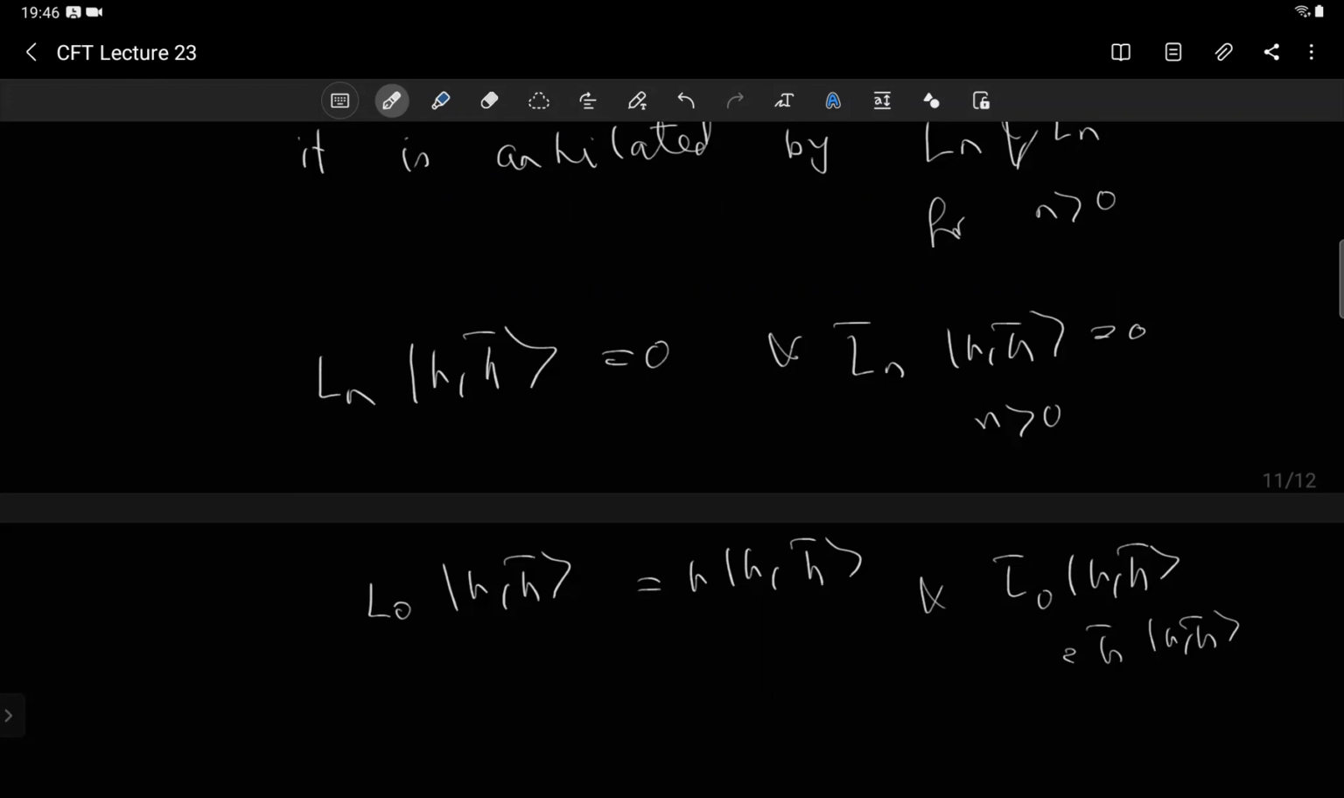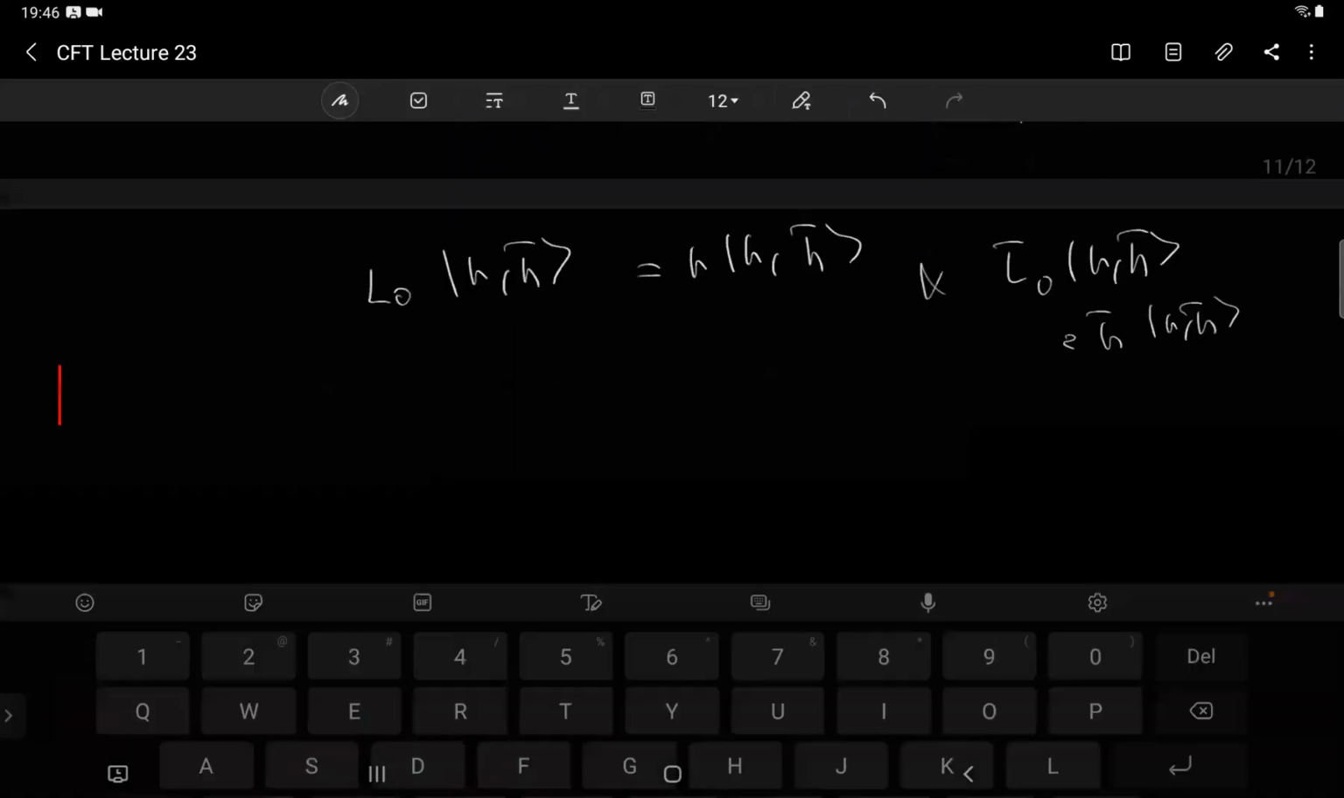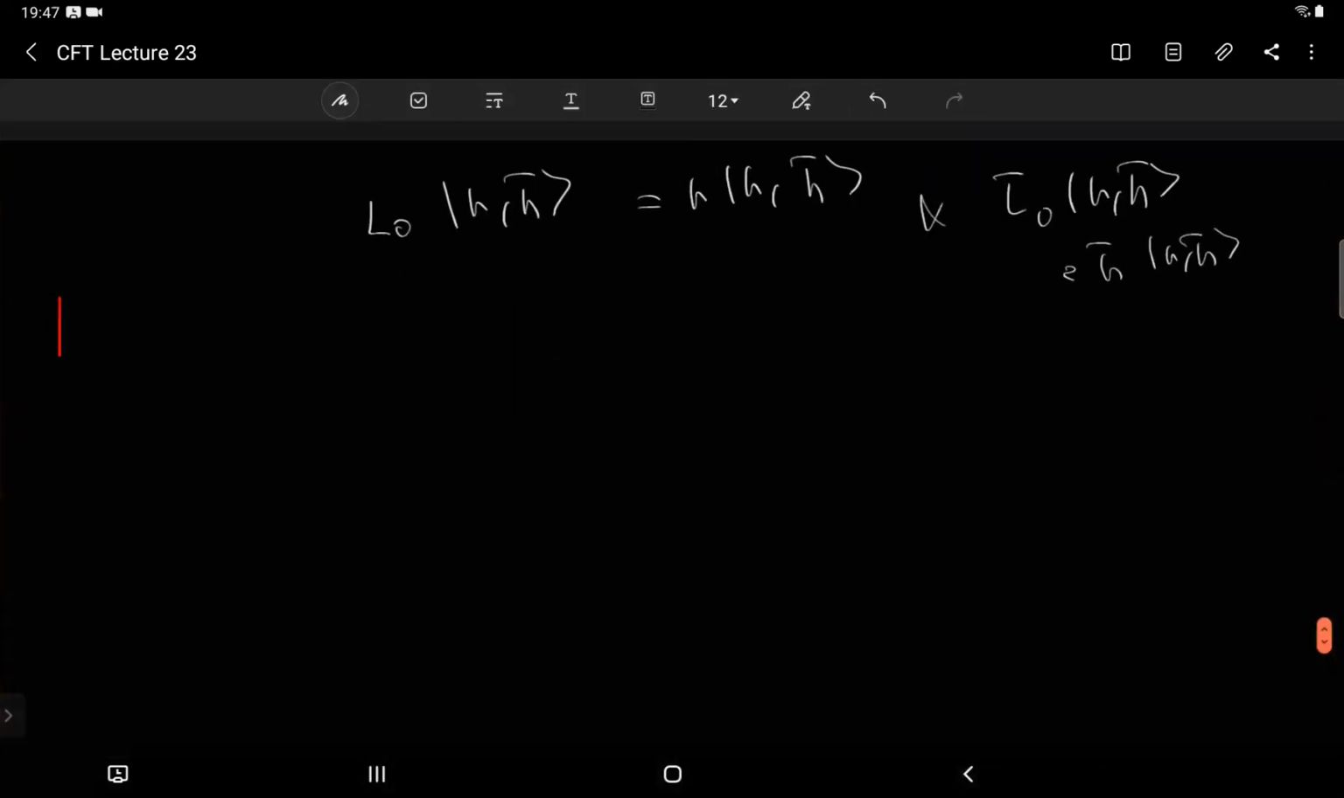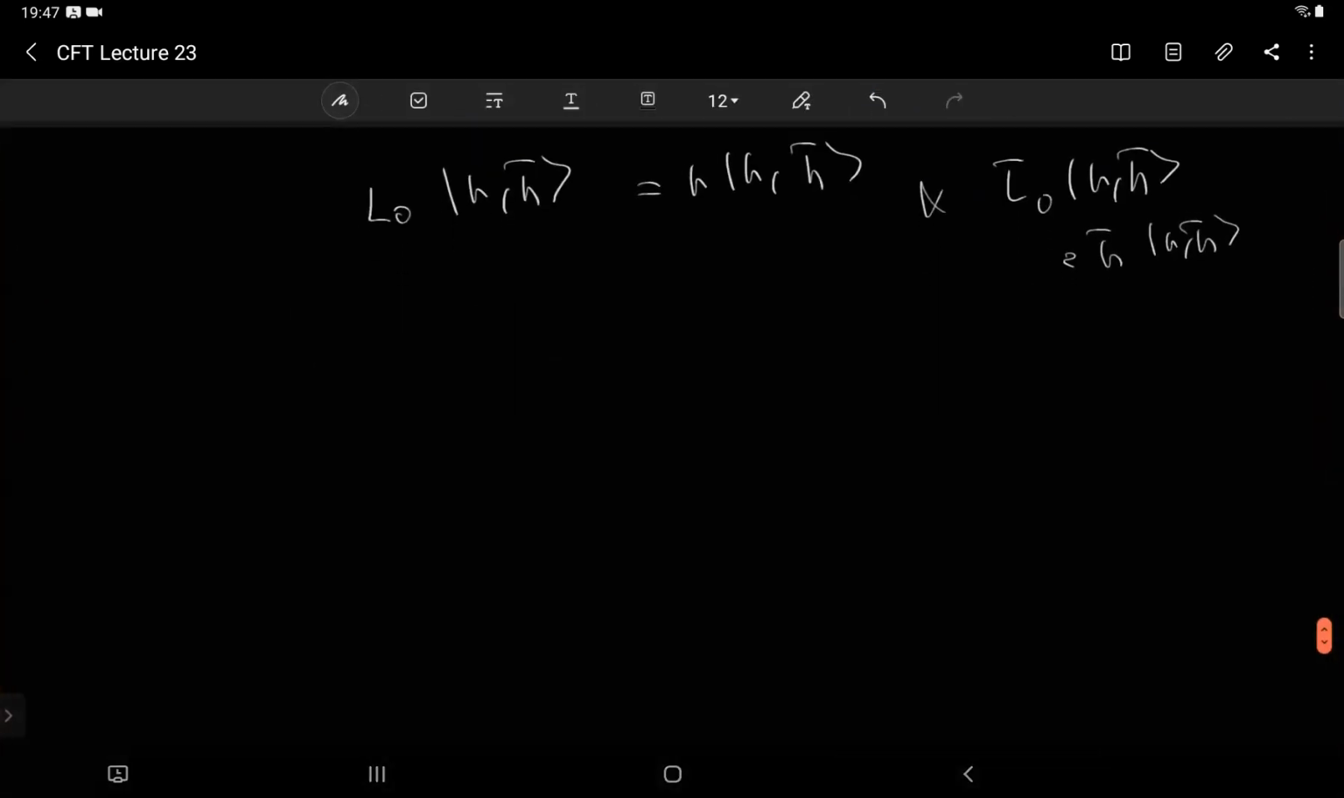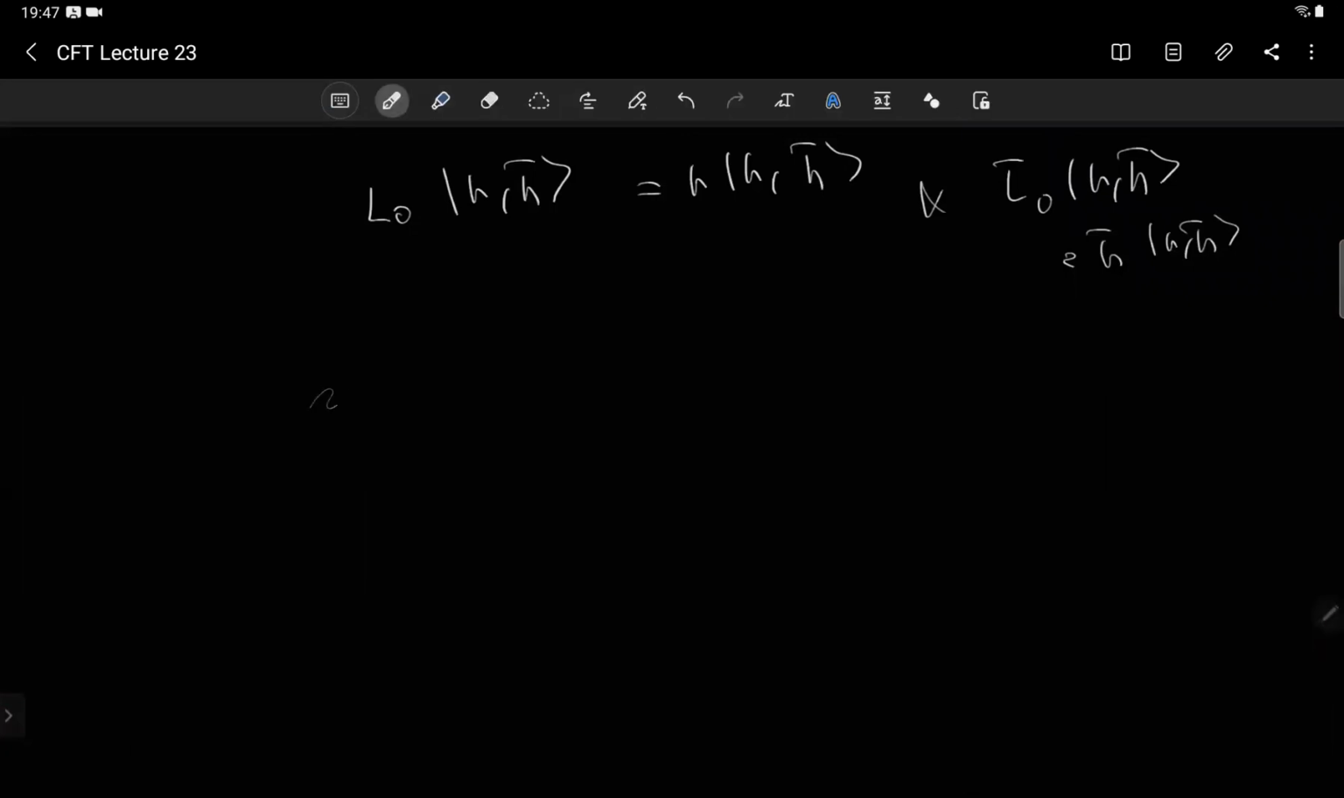So this is the thing: L0 on HH bar gives H, and L0 bar on HH bar gives H bar. If you just remember what was the action on the vacuum, on the vacuum also, you see Ln on the vacuum was 0 for n greater than or equal to minus 1, right?